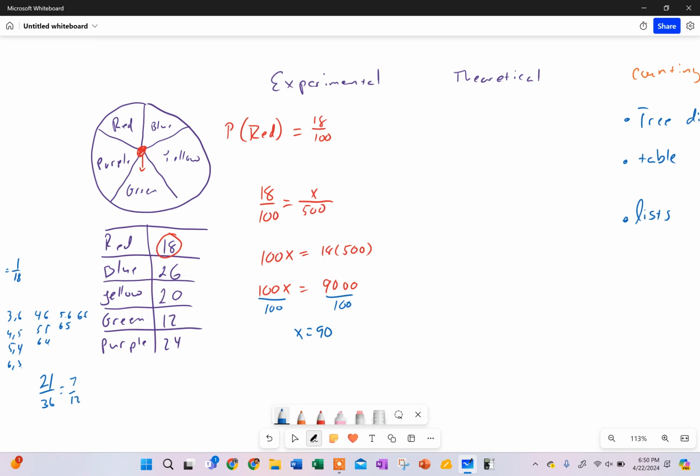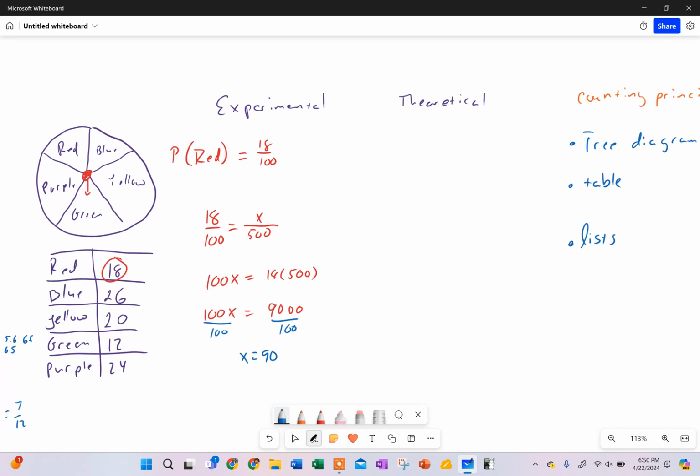Because I have 5 spaces and I said they were equally spaced, the probability of getting a red is going to be 1 out of 5. So if we were to do this 500 times, what should happen is we should get 5x equals 500. You just cross multiply, and we get 100. So theoretically, it should have come up 100 times.